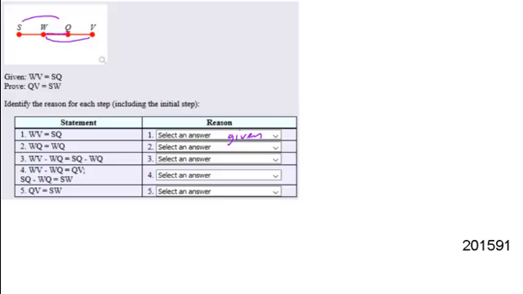How do you know something is equal to itself? That's always the reflexive property.